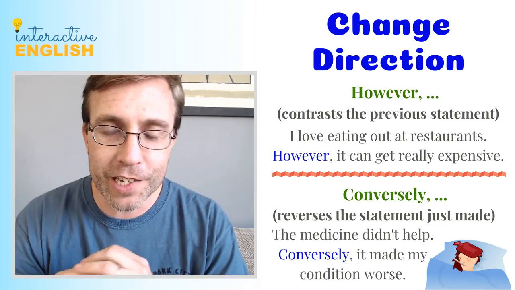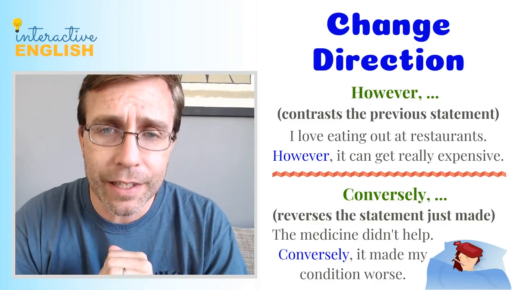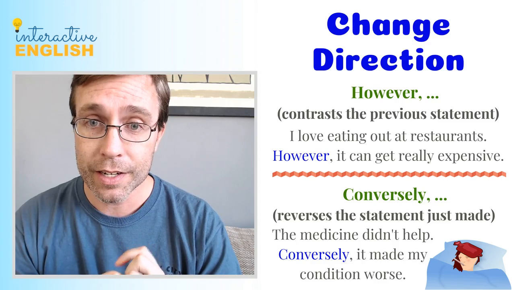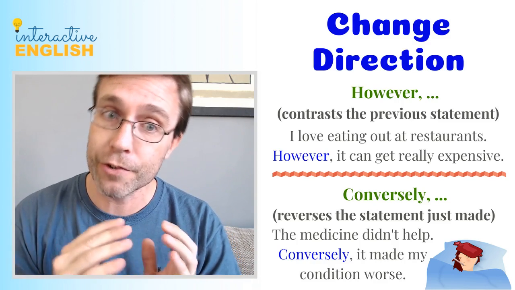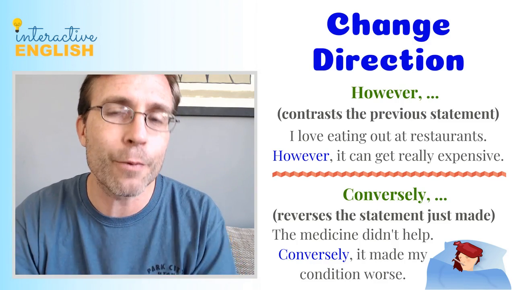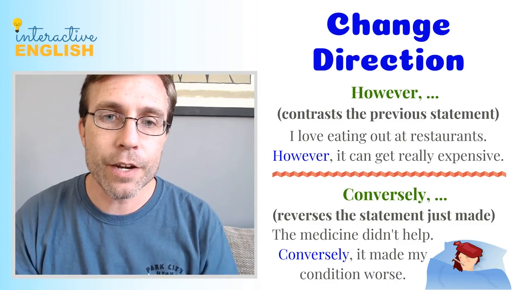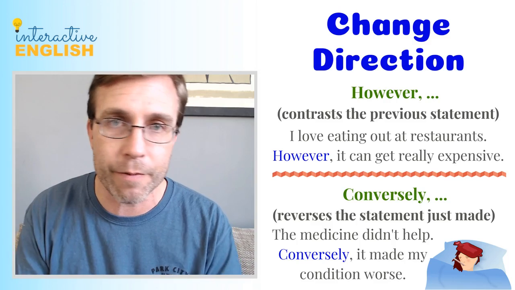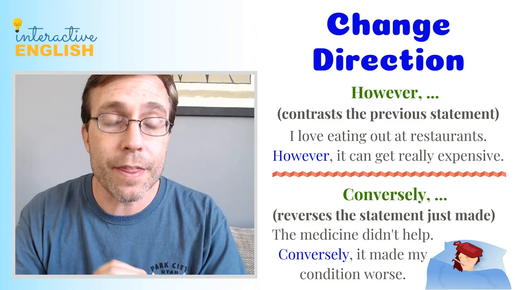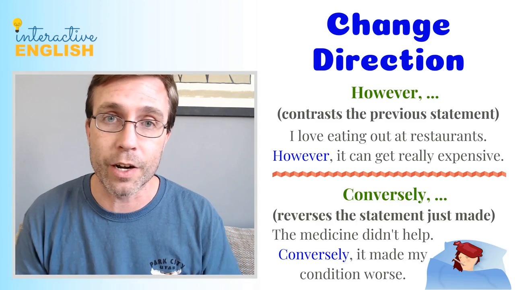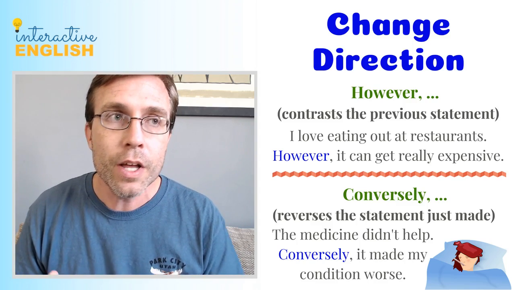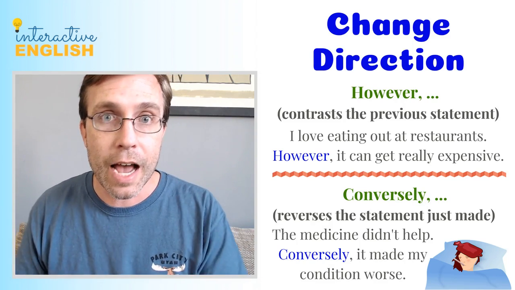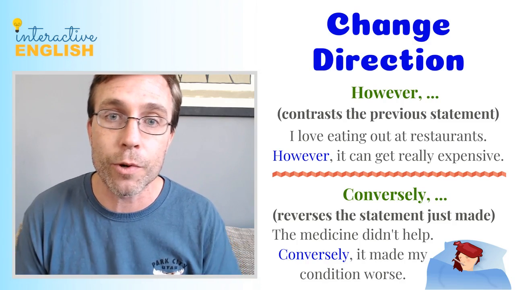So for example, I'd say, I love eating out at restaurants. However, something I don't love, which contrasts that, however, it can get really expensive. And notice with all of my examples, I've put the signpost at the very front of the sentence. Now, they're not always used at the front of the sentence. I've just done this so that you can see how they're used and really clearly see how we're changing ideas and how we're changing direction.